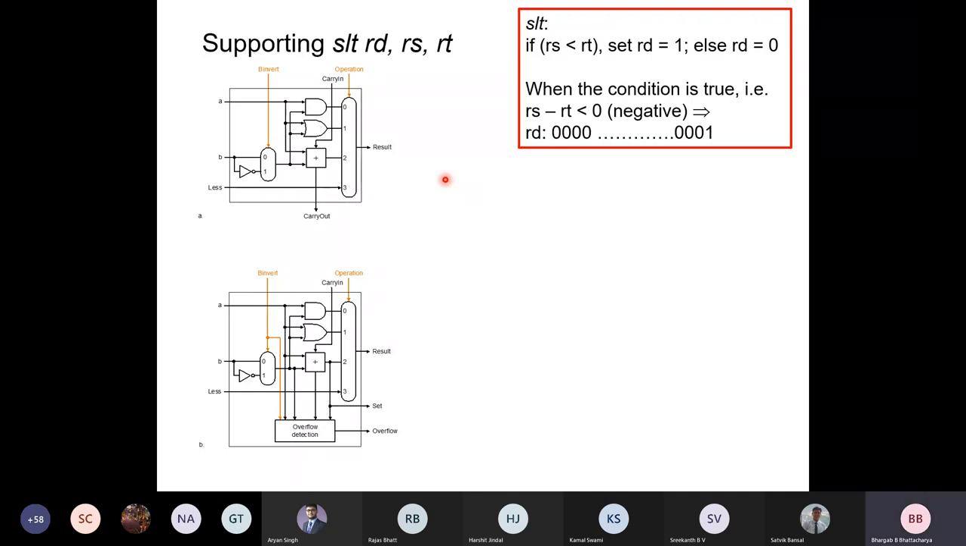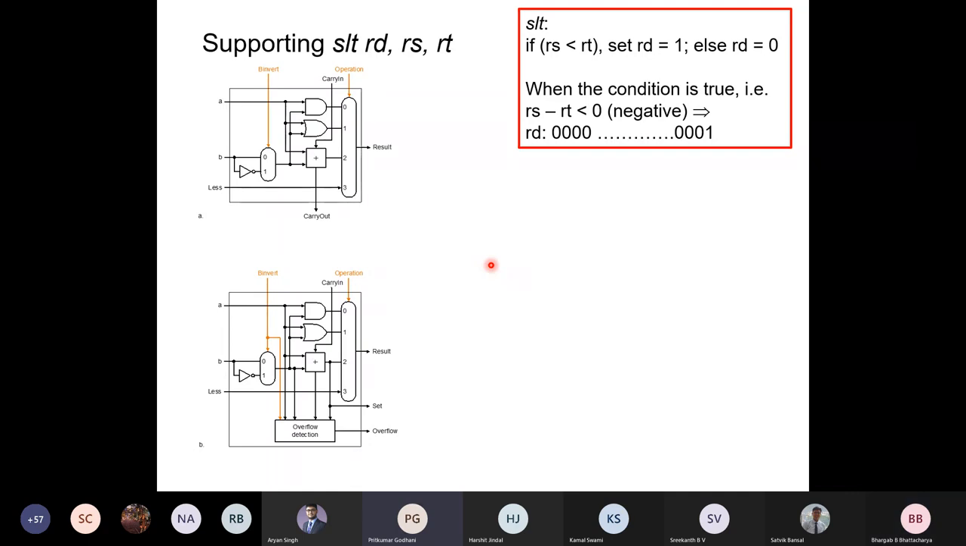Set less than, what do you set? The least significant bit of the register is set to 1 when this condition is satisfied. Okay. So what I need to do then in the hardware, given the previous 32-bit logic, is shift RS minus RT by 31 positions to the right.